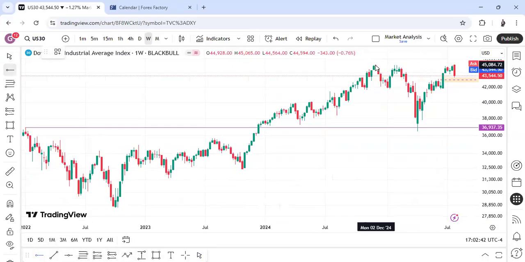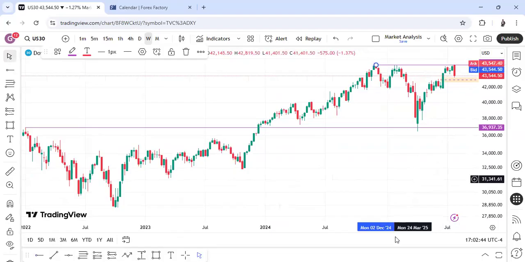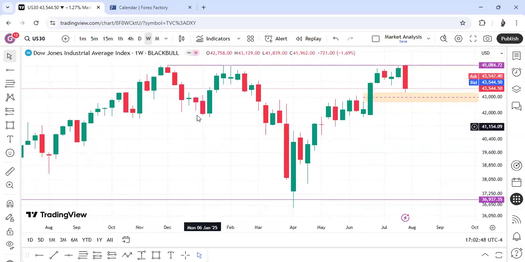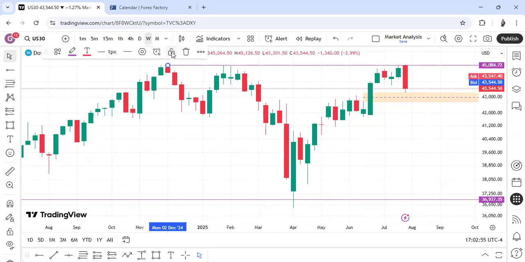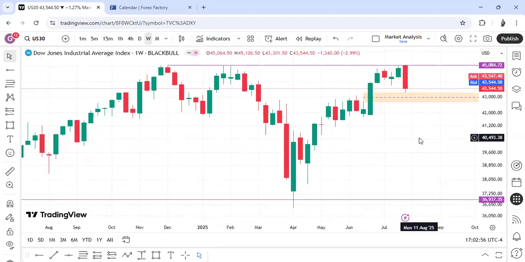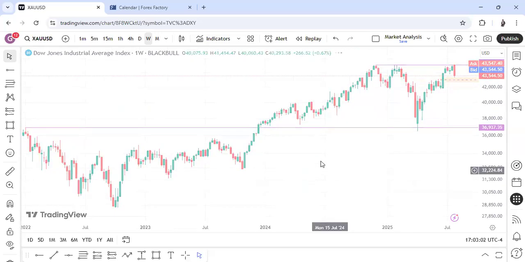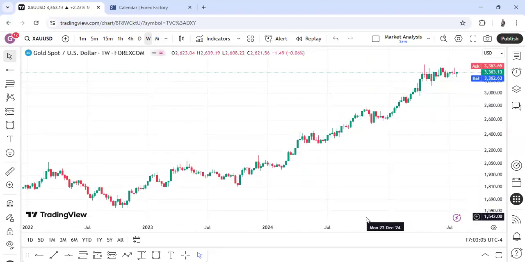Yeah, that's not gotten there yet. Okay, I think last week it poked through it, but for me it's shallow. It's a shallow push above it. I want to see a significant push above it. So still of the opinion we're going to go higher. That's for the indices. Let's go to gold. Weekly time frame on gold.